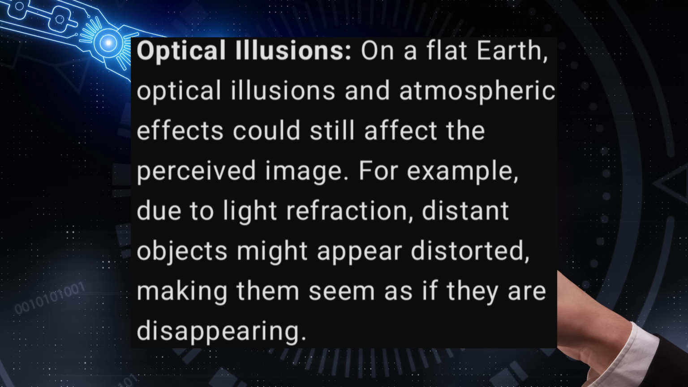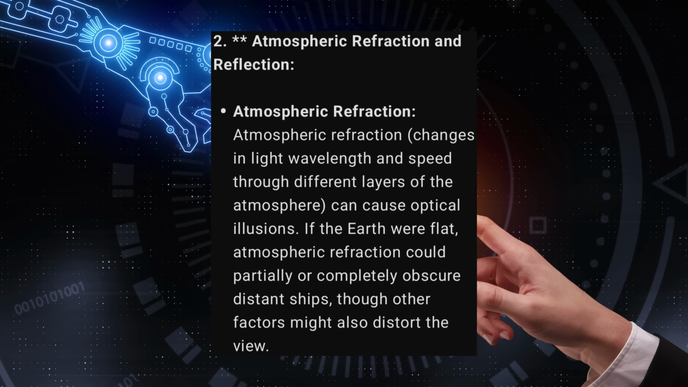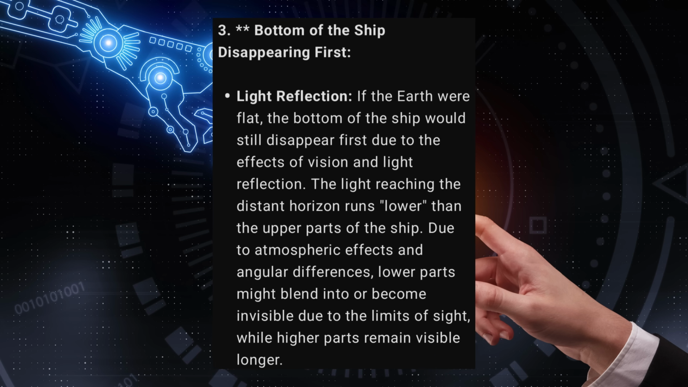Optical illusions. On a flat Earth, optical illusions and atmospheric effects could still affect the perceived image. For example, due to light refraction, distant objects might appear distorted, making them seem as if they are disappearing. Atmospheric refraction, which is changes in light wavelength and speed through different layers of the atmosphere, can cause optical illusions. If the Earth were flat, atmospheric refraction could partially or completely obscure distant ships, though other factors might also distort the view.